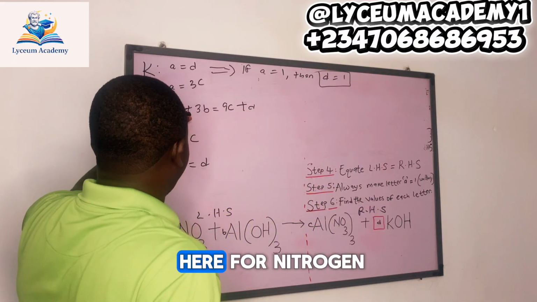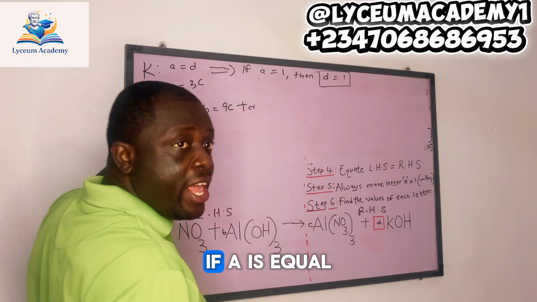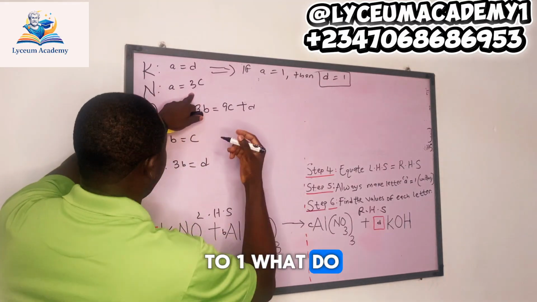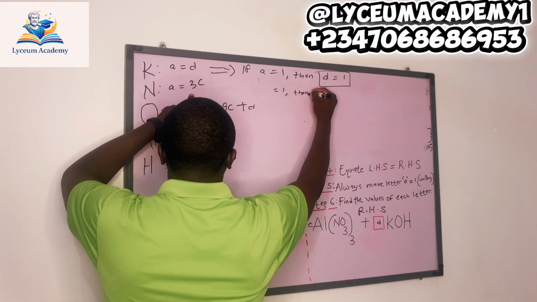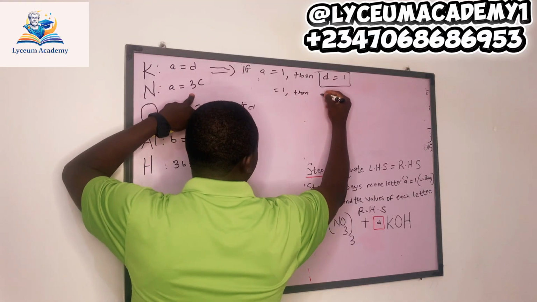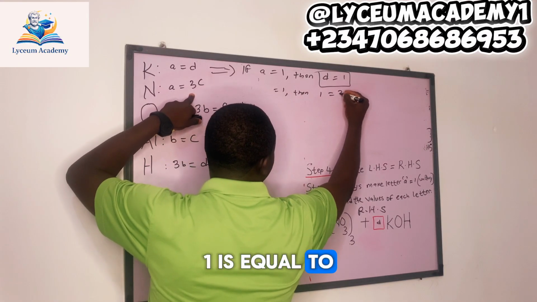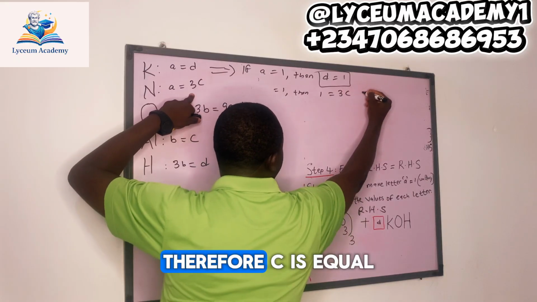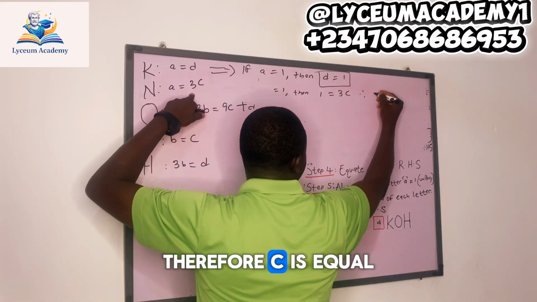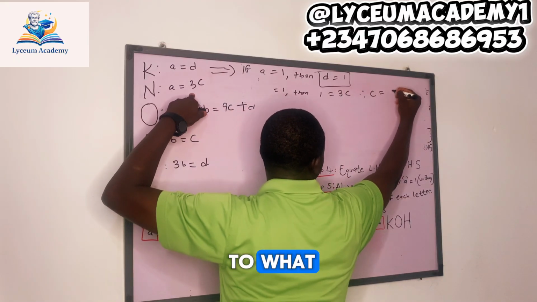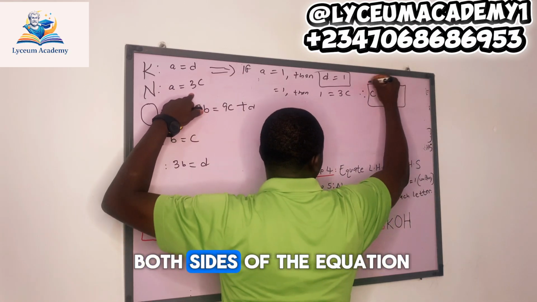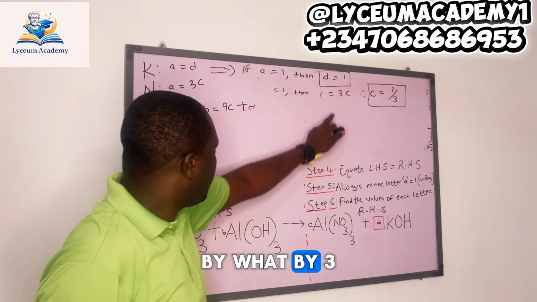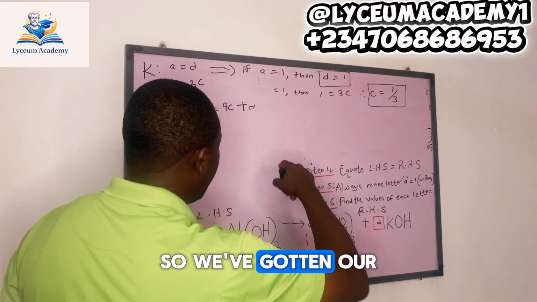Then we come back here. For nitrogen, if A is equal to 1, then 1 is equal to 3C. Therefore, C is equal to 1 all over 3. Meaning we are dividing both sides of the equation by 3. So we've gotten our C.